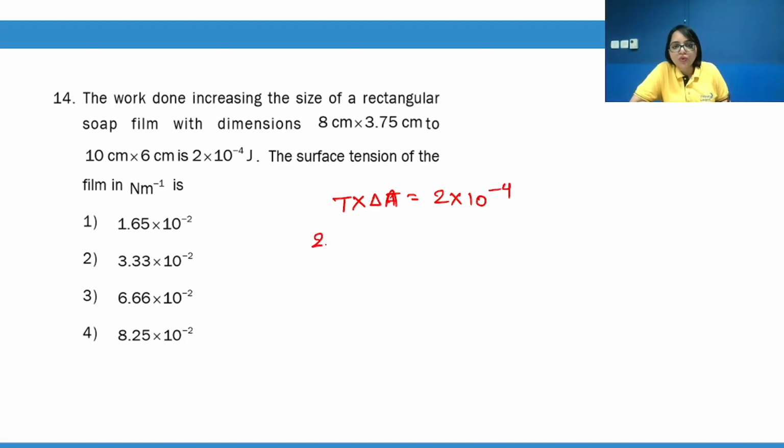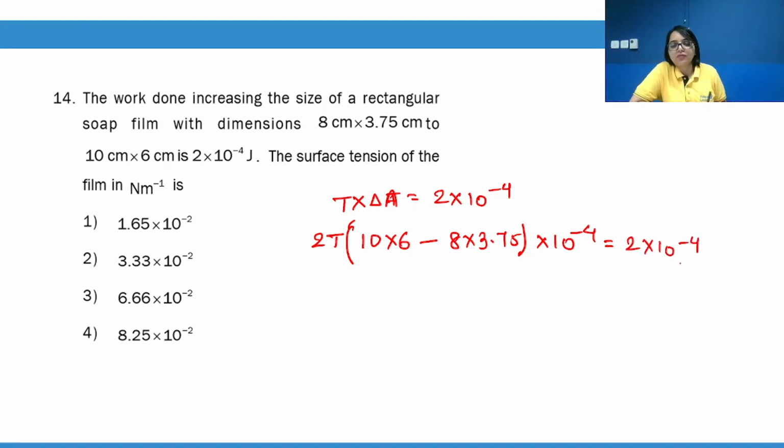So it will be 2T into delta A. We are talking about the soap film, right? So it will have two surfaces. Okay, so delta A is 10 into 6 minus 8 into 3.75, and it is in the centimeter square. So we need to multiply it with 10 power minus 4 to make it into meter square. So this is 2 into 10 power minus 4. So by solving this equation, you'll get the value of surface tension as 3.33 into 10 power minus 2 Newton per meter, which is option 2.